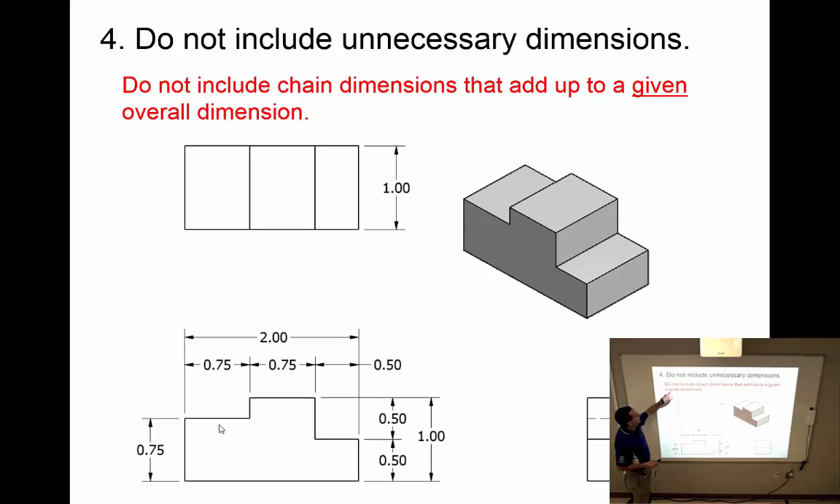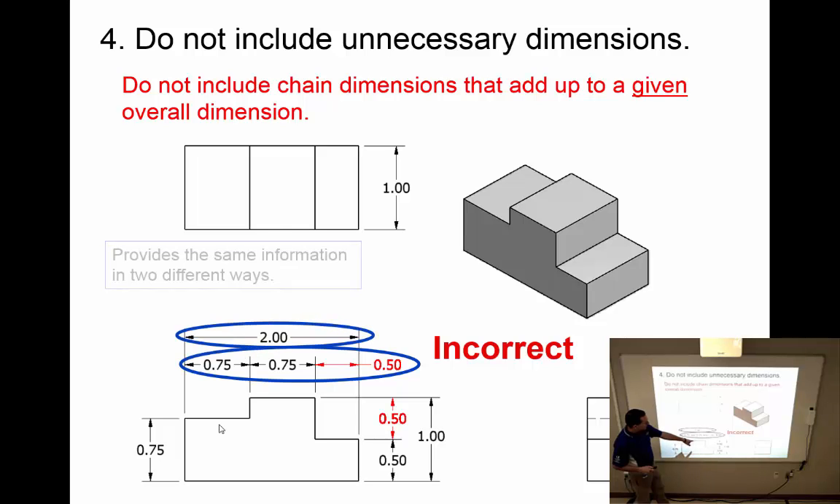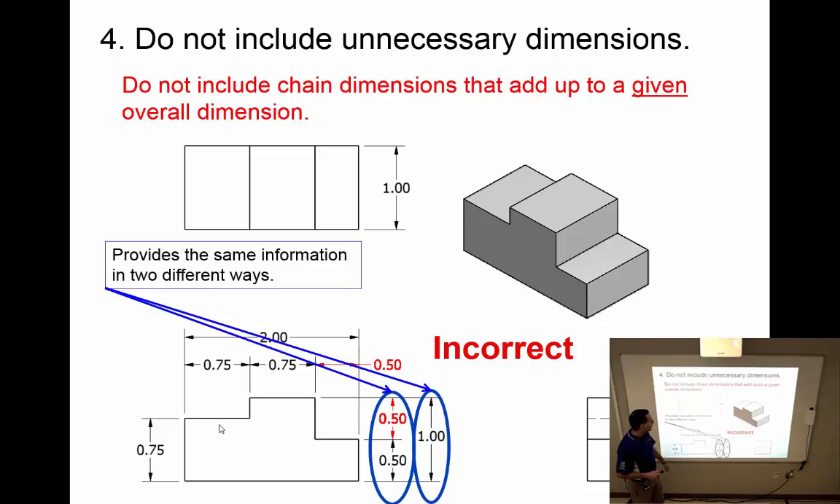Second part of that, do not include chain dimensions that add up to a given overall dimension. So we talked about this in the previous PowerPoint. If I'm doing chain dimensioning and I have to include the overall dimensions, then I don't want these to add up to this number. I'm getting to the same thing. So I can leave one of these dimensions off as part of the chain because I can determine, based on the overall, what that size is. So in this case, these ones here in red can be removed because it's duplicate information or has been shown in a different way.